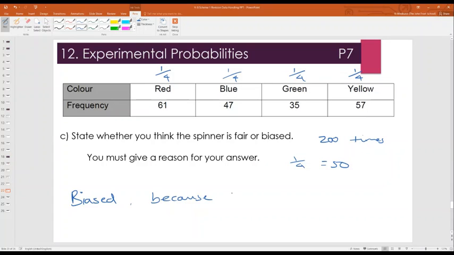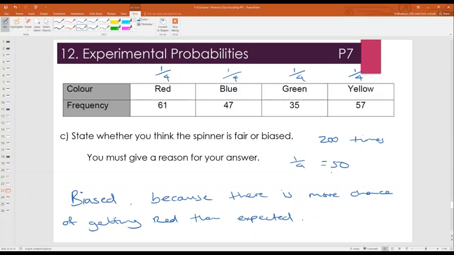because I would say there is more chance of getting, and I'll just pick red for example, red than expected, because remember we said the expected outcome was 50, wasn't it? So something along those lines. All right, so you just need to think about what the outcomes would be if it was fair, and then compare those to what the actual outcomes are. Right? It's never going to be exact, we know that.